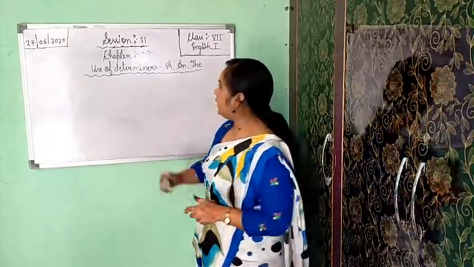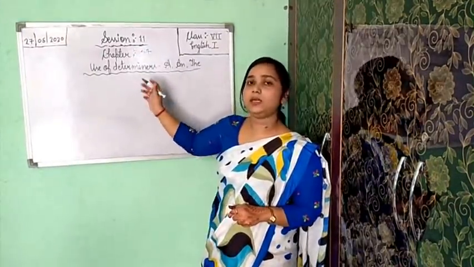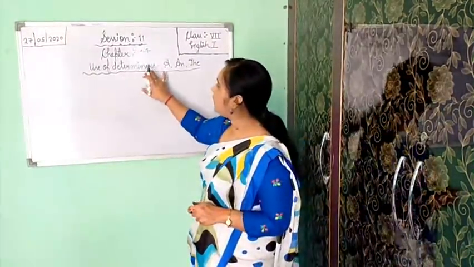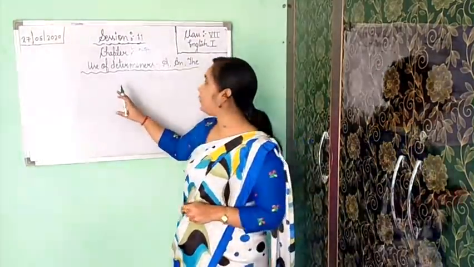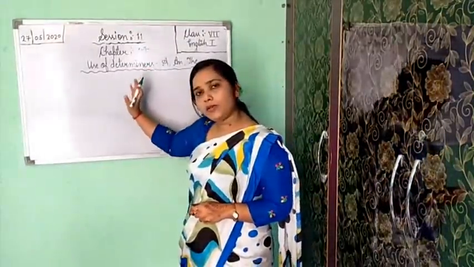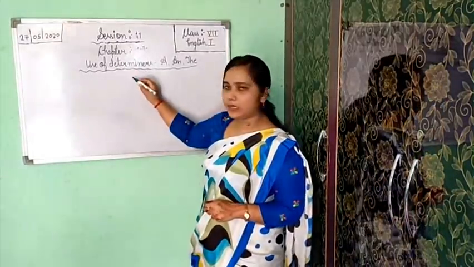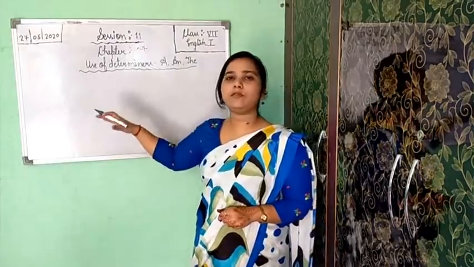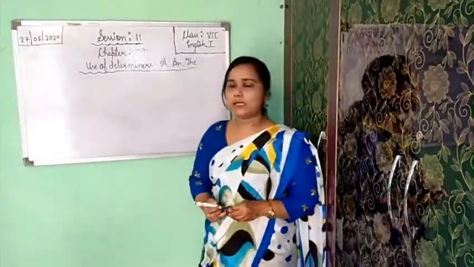So these are the points. A determiner determines or limits the noun that it follows. The work of a determiner is to introduce a noun, to determine a noun, and it always comes just before a noun, and it tells whether the noun is specific or general. Understood? So I think what is a determiner, this is clear.